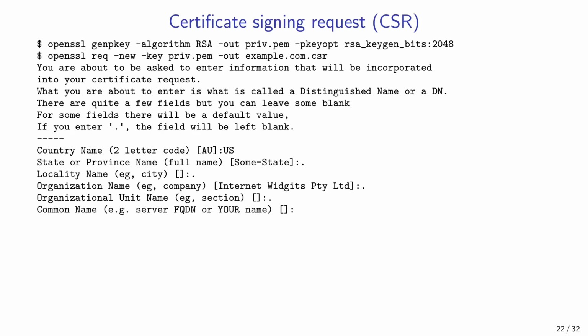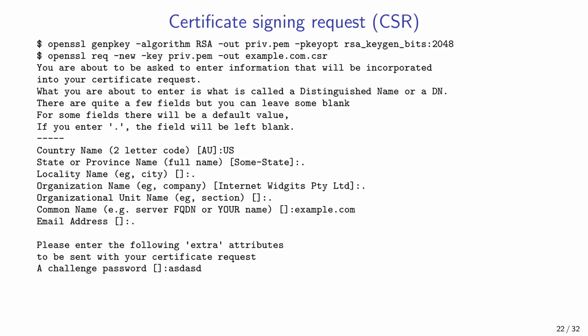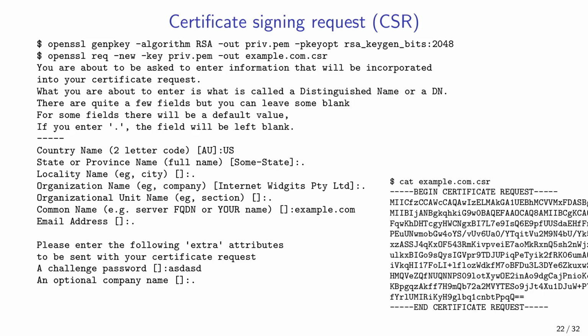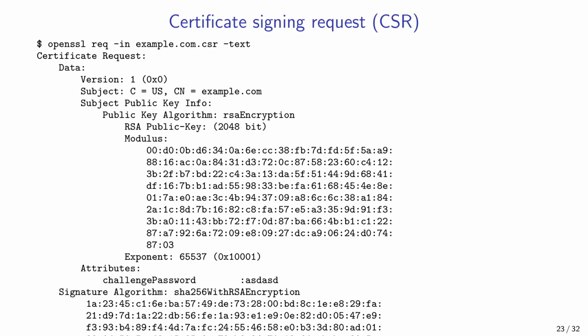Now, this common name is important because here we have to specify the domain name for which we want the certificate. As an example, let's write example.com here. Then email address and extra attributes. For the challenge password, we entered something here, the optional company name will be blank, and that's it. Our CSR has been generated. We can look inside it and we see that it is some PEM encoded data structure. We can use OpenSSL to parse it and look at what is inside.